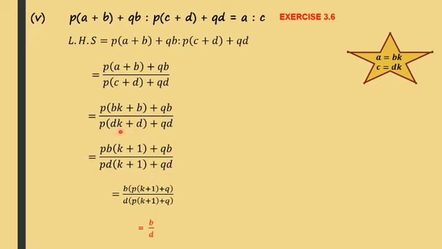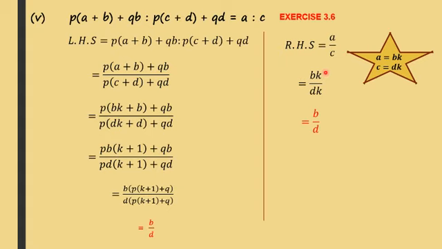And when we take D common from the denominator, we have PD into K plus 1 plus Q. So B P of K plus 1 plus Q divided by D P of K plus 1 plus Q. Same terms cancel out, we have B over D. We have B over D, which is our left hand side, and right hand side is A ratio C, which means A over C.